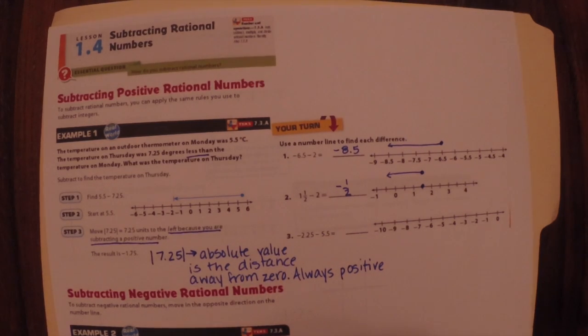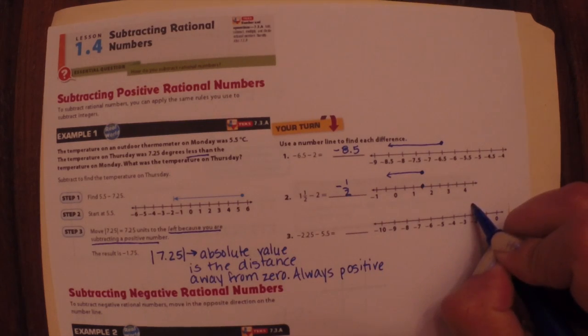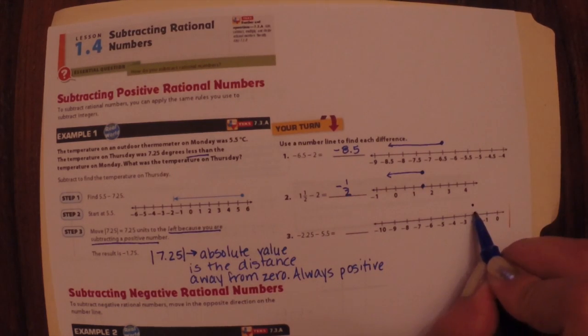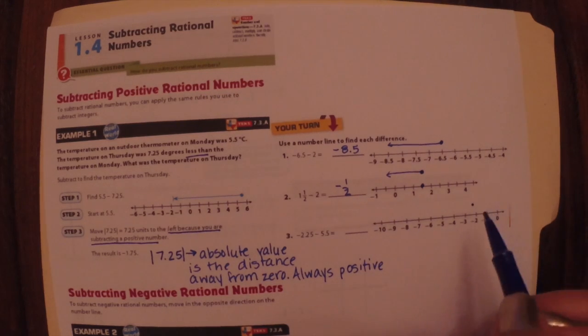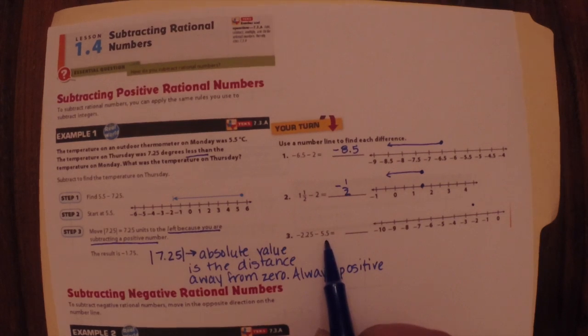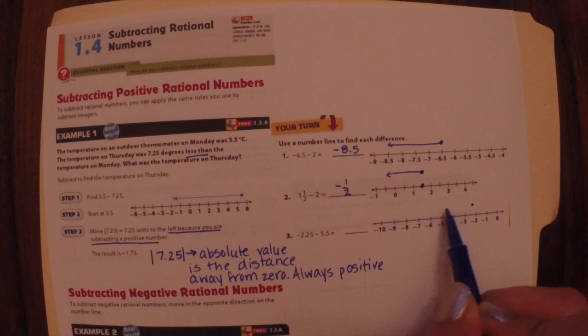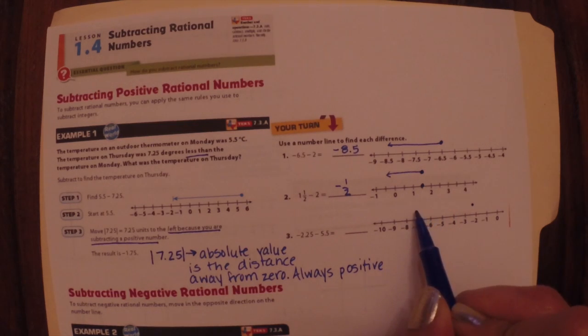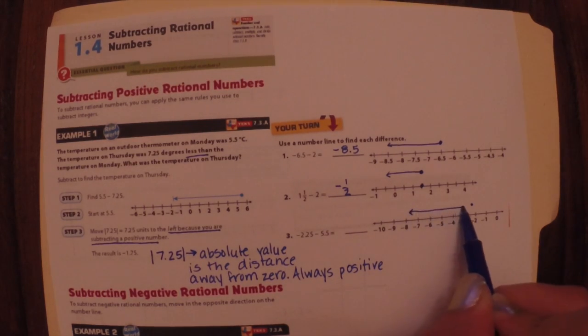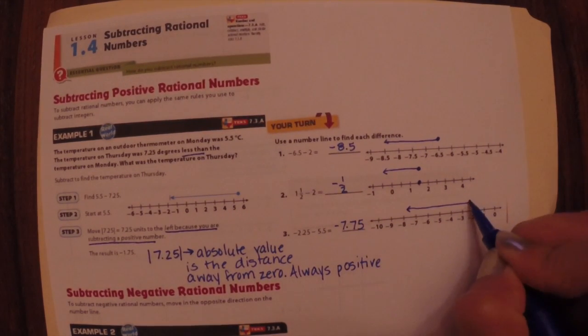On the third one, I start at negative 2.25, which would be about a fourth, not quite in the middle, but about a fourth of the way. From negative 2.25, I'm subtracting 5.5, so I want to go 5.5 units to the left. So that would be 1, 2, 3, 4, 5, but then I also have to go another half. So I end up here, which ends up being right at negative 7.75.